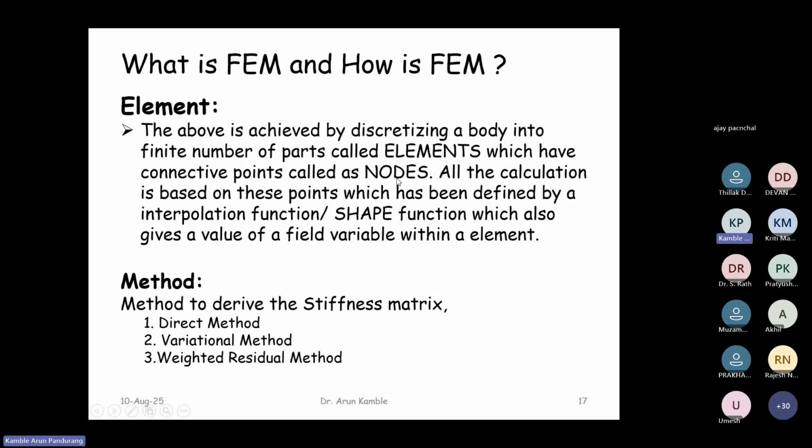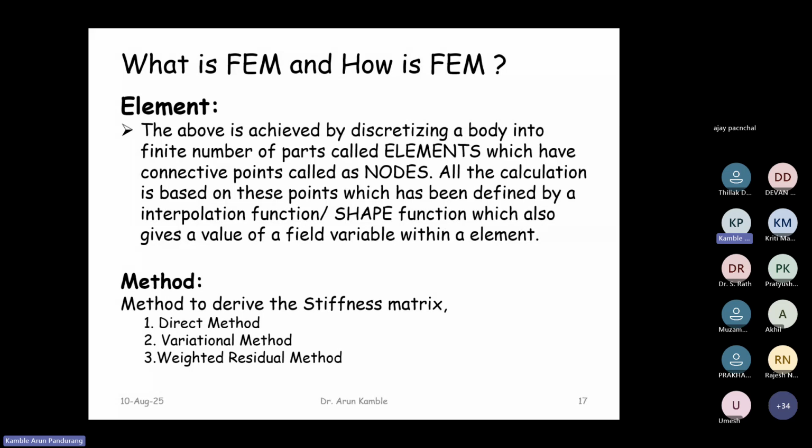Generally in finite element analysis, we first calculate our unknown variables, the unknown quantity at nodes, and then we interpolate those unknown quantities to find any value inside the element. That is using the interpolation function or the shape function. What is the meaning of shape function? The shape function is used to find the unknown variables inside the element by using the nodal values.